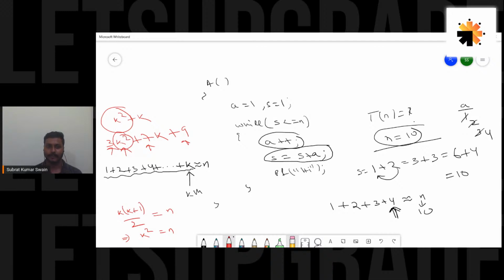So I'm writing in order, k square equal to n, and there it comes, k is nothing but root n. k is the number of steps, so this is your time complexity. We get big O of root n.